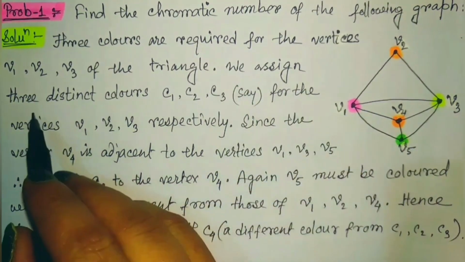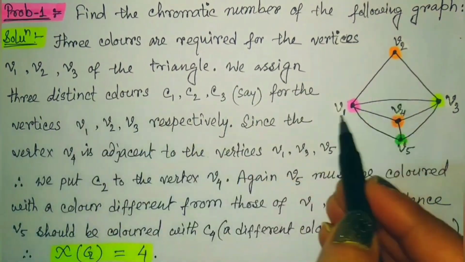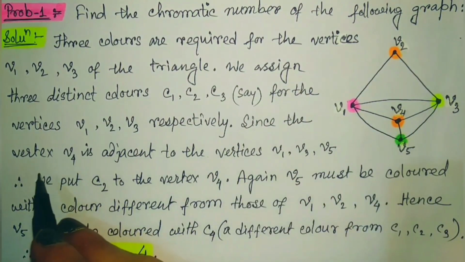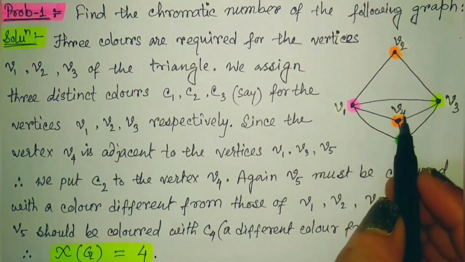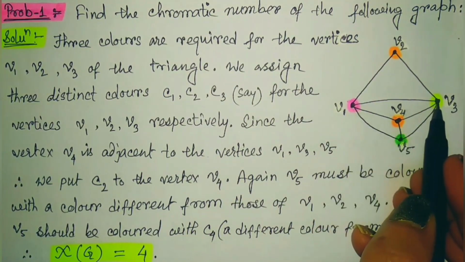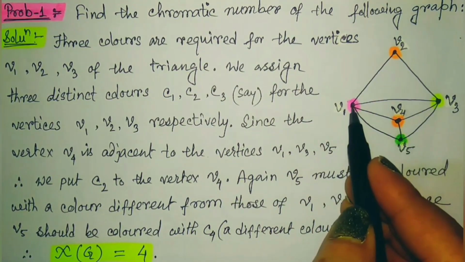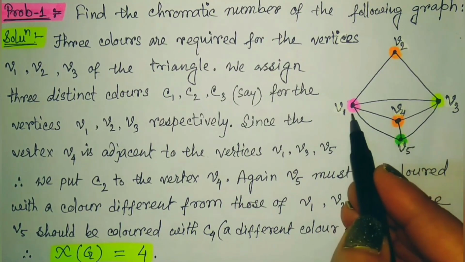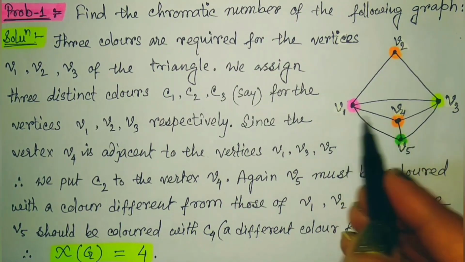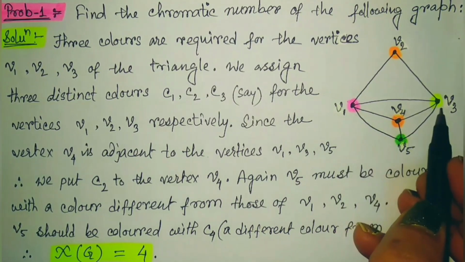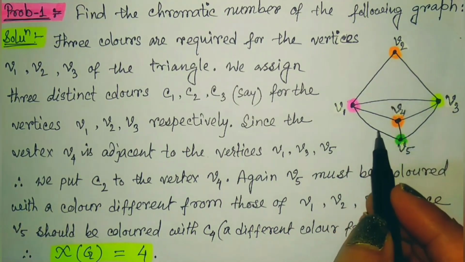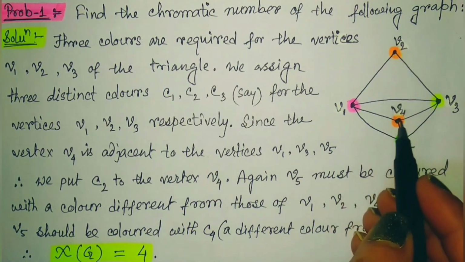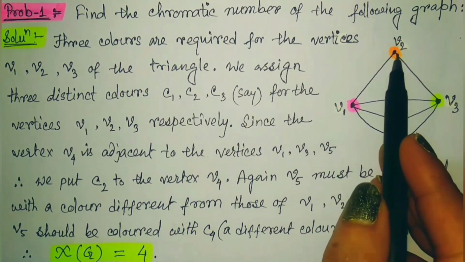Now we assign 3 distinct colors, these 3 here. Since the vertex V4 is adjacent to V1 and V3, V4 cannot get the color of V1 or V3, but the one more color which we provided to V2 can be given to V4. So we give V4 the same color as V2.